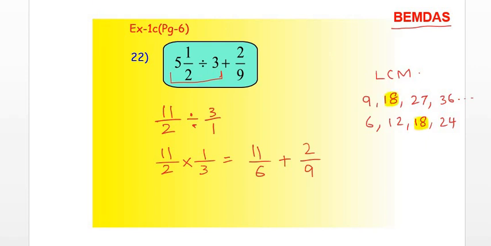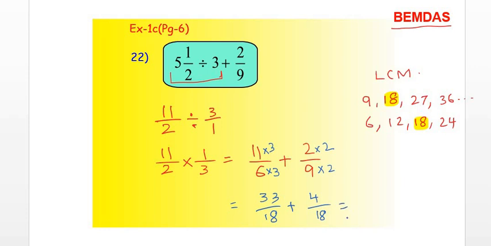Now what is the use of this least common multiple? This shows that each denominator should become 18. So multiply this one by 3. If we multiply in the denominator, we are supposed to multiply in the numerator as well. Okay, then to make this one also 18, I have to multiply it by 2, and here also by 2. So this one will become 33 out of 18 plus 2 2s are 4 out of 9 2s are 18.